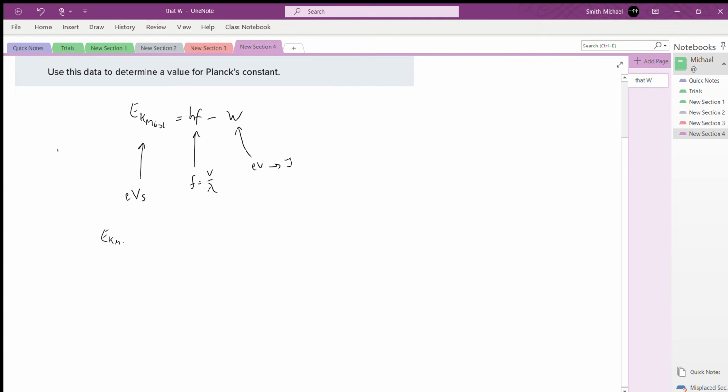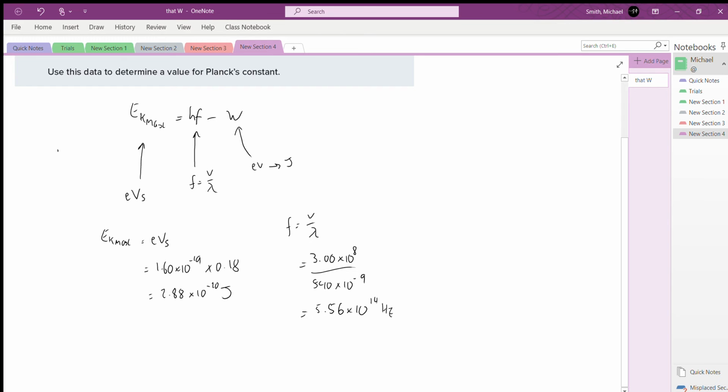E K max will be eV_s, which is the charge of an electron multiplied by 0.18, the stopping voltage, and that ends up being 2.88 times 10 to the power of minus 20 joules. Our frequency is v on lambda, which is the speed of light divided by 540 nanometers, and if we substitute that into our calculator we get 5.56 times 10 to the power of 14 hertz.